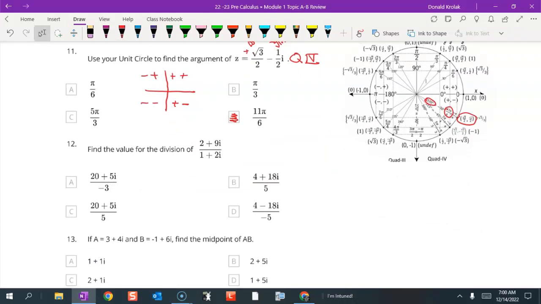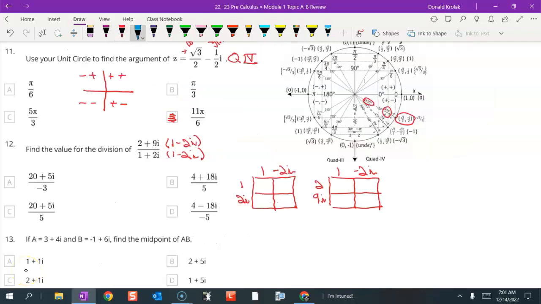Okay, what's the value of this division? So previously we saw you had to multiply the bottom by the conjugate and the top by the conjugate of the denominator. So now we've got to do these two multiplications. Okay, so I've set them up. Here we go. 1 times negative 2i, negative 2i. 2i times 1, 2i. 2i times negative 2i, negative 4i squared. All right.